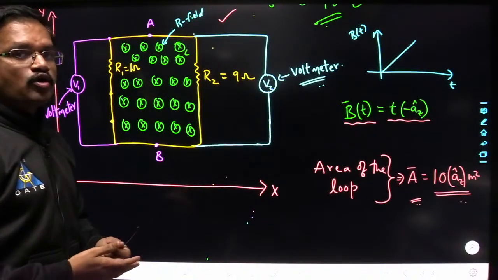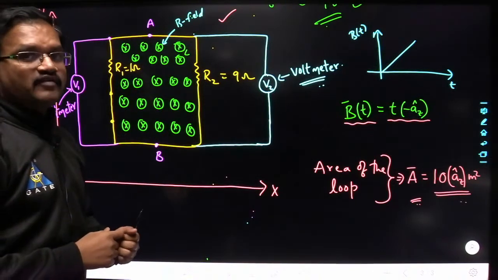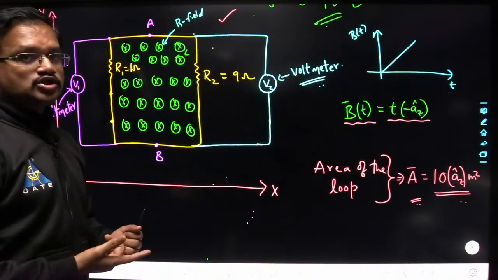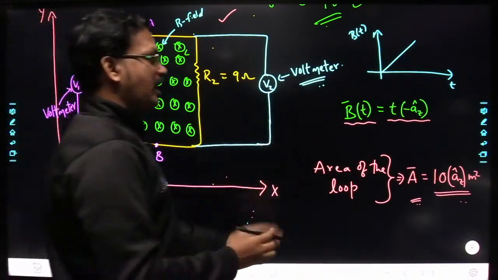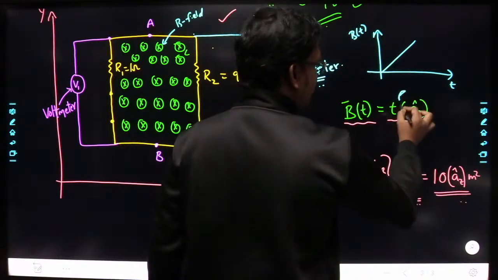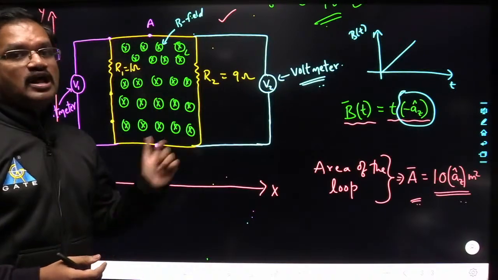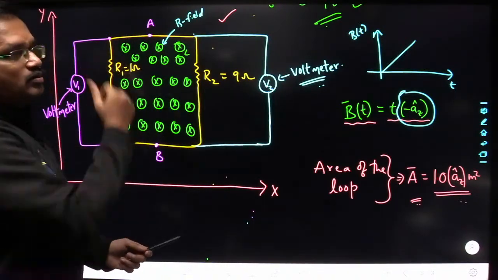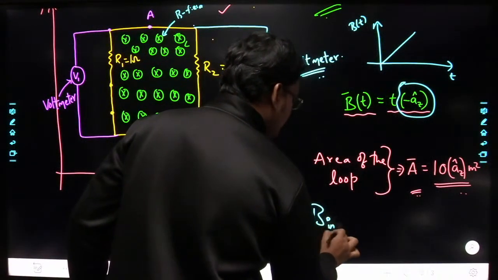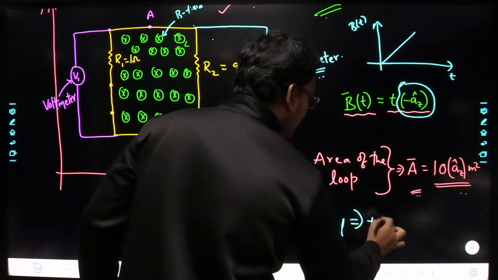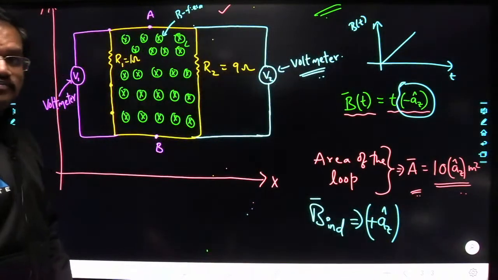I have already told that whenever flux is increasing, the induced magnetic field direction will be exactly opposite to the actual magnetic field direction. Now here the actual magnetic field direction is pointing into the board. So the induced magnetic field direction must point out of the board. So first you have to identify that B induced will point in the plus az cap direction.